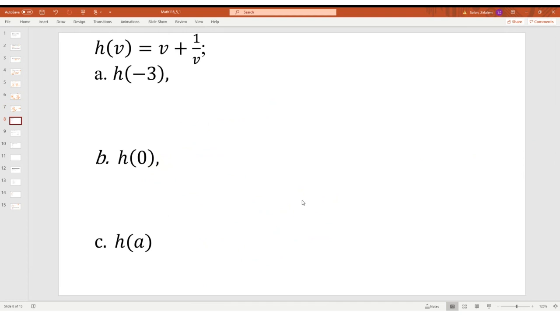It says, what is h of negative 3? Given h of v is v plus 1 over v. So all you have to do is substitute v by -3. So it becomes -3 plus 1 over -3, which is -3 minus 1 over 3 because of the negative. So negative times positive is negative.